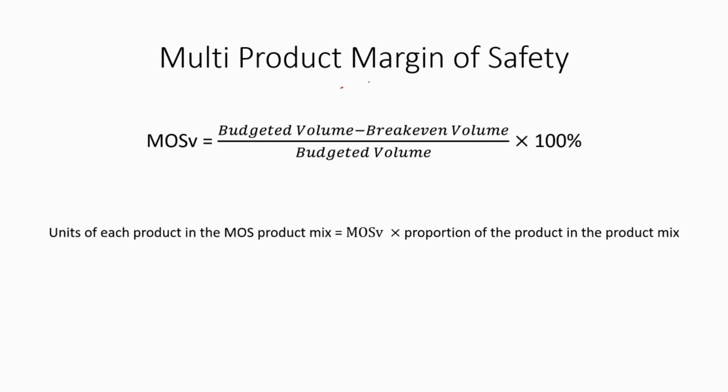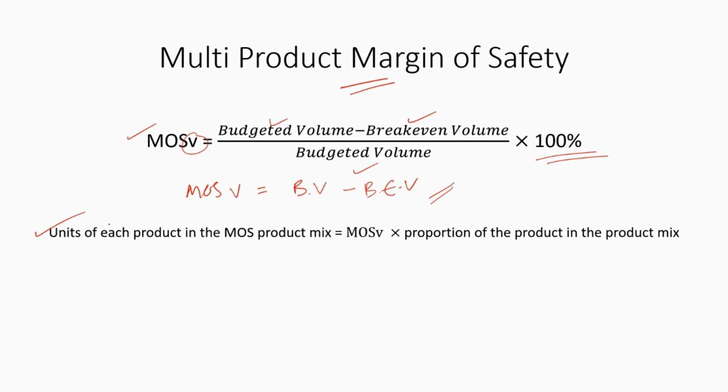Now let's discuss the multi-product margin of safety. We discussed the margin of safety under single product break-even analysis. The formula is the same. We can calculate the margin of safety in terms of volume, which is equal to budgeted volume minus break-even volume divided by the budgeted volume multiplied by 100%. This will give us a percentage value. If we want to calculate the absolute margin of safety in terms of volume, we can calculate it by budgeted volume minus break-even volume. This will give us the absolute value of the margin of safety in terms of volume.